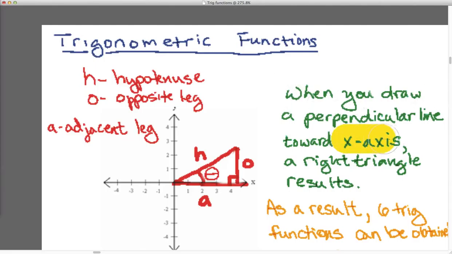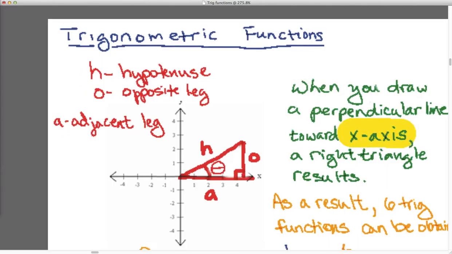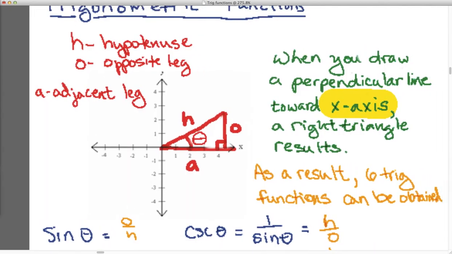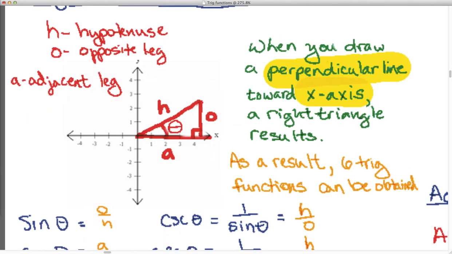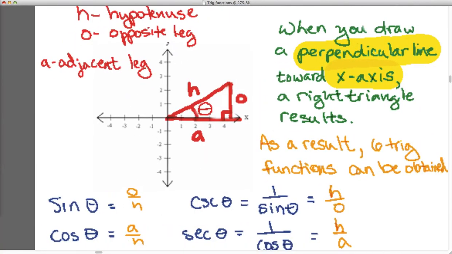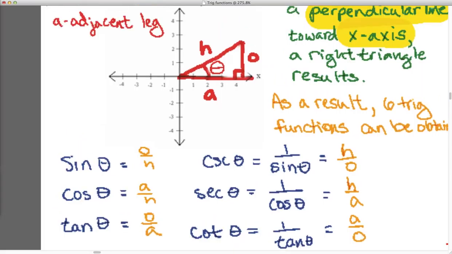So whenever you drop lines to the x-axis, you get a right triangle, making sure that it's a perpendicular line. And as a result, you can get 6 trig functions.